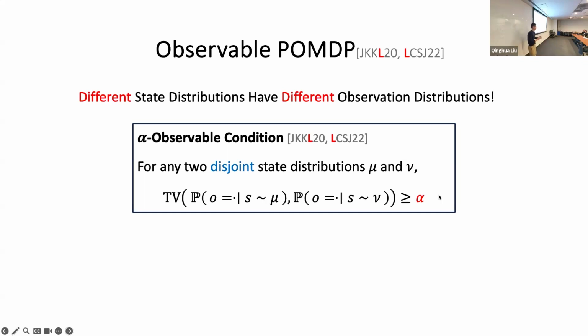By disjoint, I mean these two distributions are supported over very different states. So if one distribution has positive probability over state S1, then the other distribution has 0 probability over S1. That's what I mean by disjoint. Okay.